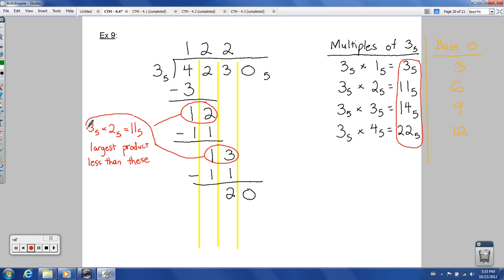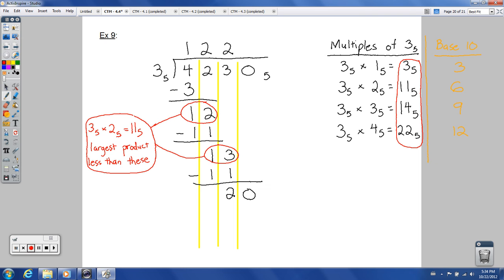If one of these was a 14 or a 15 or a 16, we would have used this one instead. I would have put a 3 up here and done 3 times 3 being 14 down here, subtracting 14. If this was a 14 or a 15 or 16, all the way up to 21. If it was a 22, then I would have used a 4 instead here. I'd have done 4 times 3 becomes 22 in base 5, and I would have written 22 there instead. So a little tricky here. You've got to look at this list of multiples and figure out the largest product that's less than what you see there. If you do that, you're good to go.